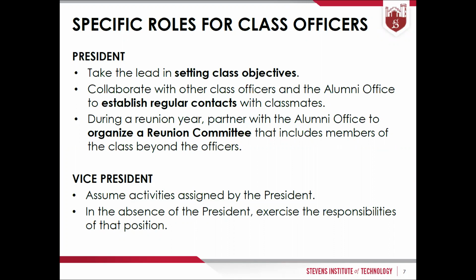Next, we have the vice president, whose role is honestly to work with the president to make sure that the objectives set above are appropriately set, are being fulfilled, and then also in the absence of the president to serve in the capacity of the president.